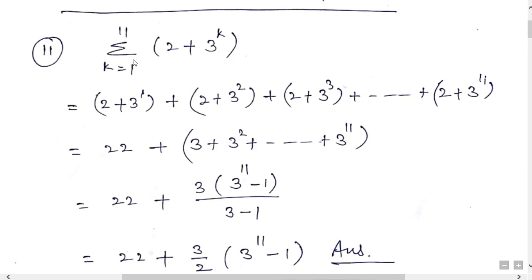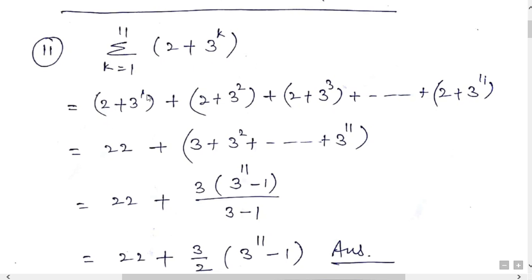Now what is the meaning of sigma? The start of the value is 1 and the last value is 11. You have to insert the value of k from 1 to 11 and add all the values. That is sigma. Sigma stands for summation of the values.